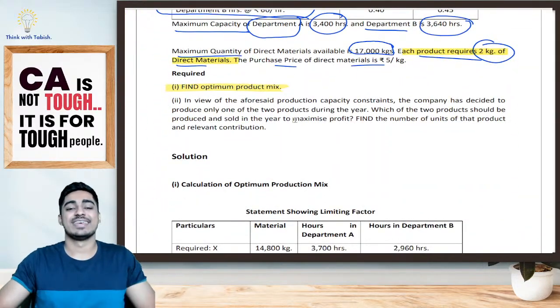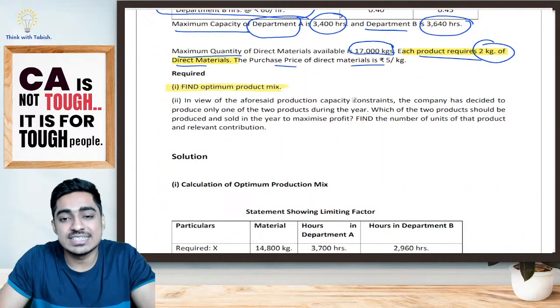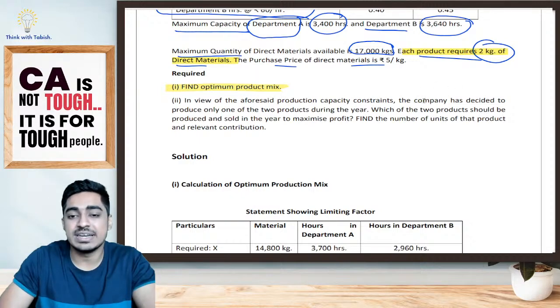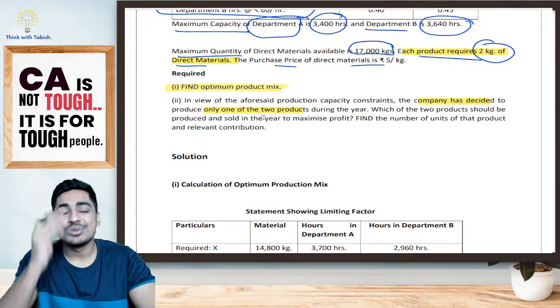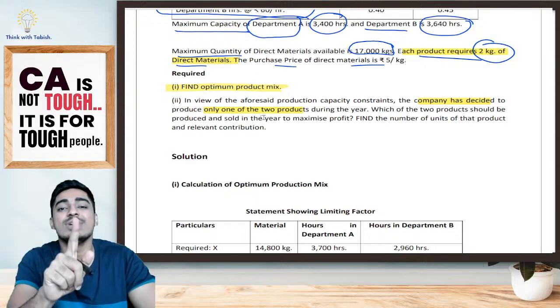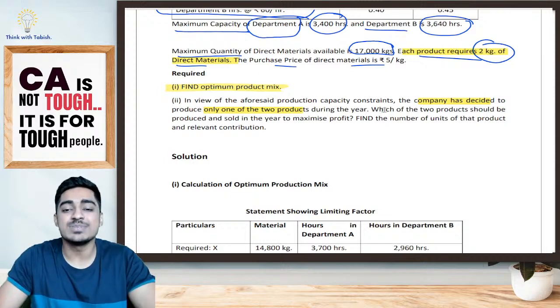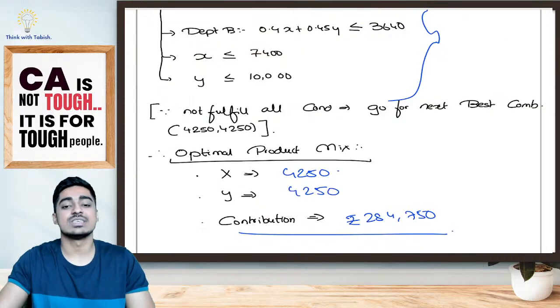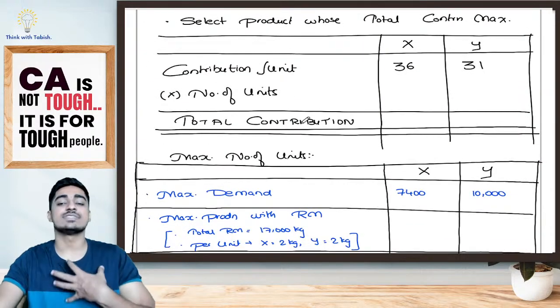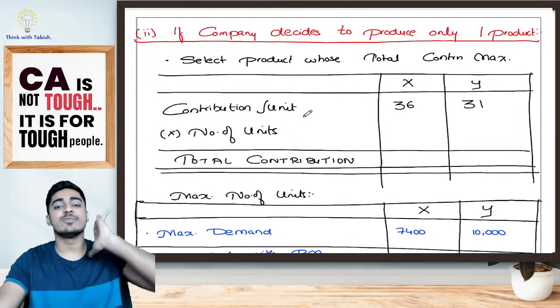Now, in view of the aforesaid production capacity constraints, what is the company deciding? The company is telling, let us produce only one product. Let's not get into the headache of producing two products. Only one product will be produced. Which product should we produce, and how much contribution will we be earning? What is the decision, students? Whichever product gives us the maximum contribution, that we will produce.